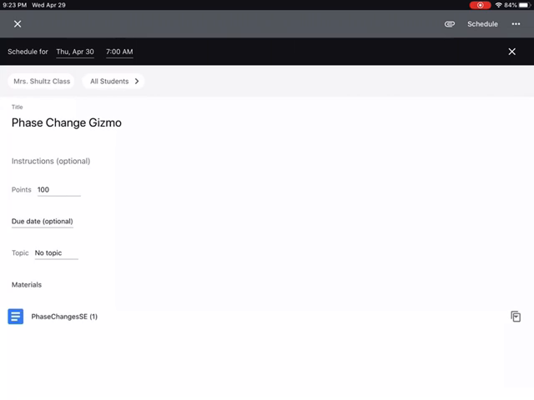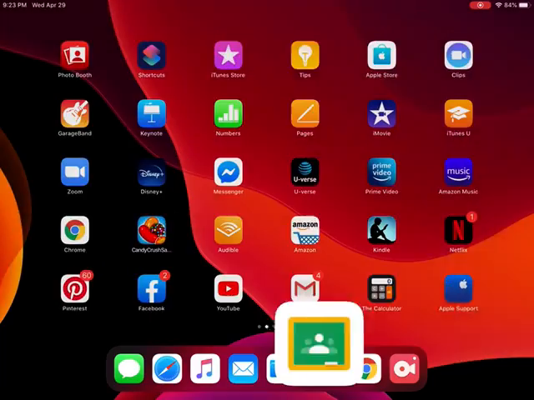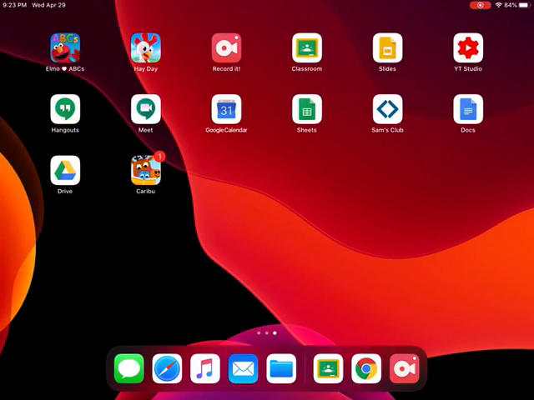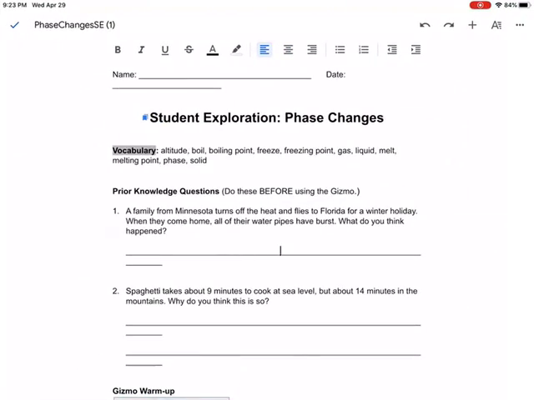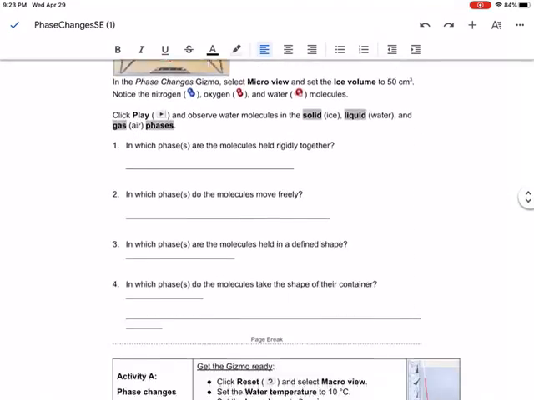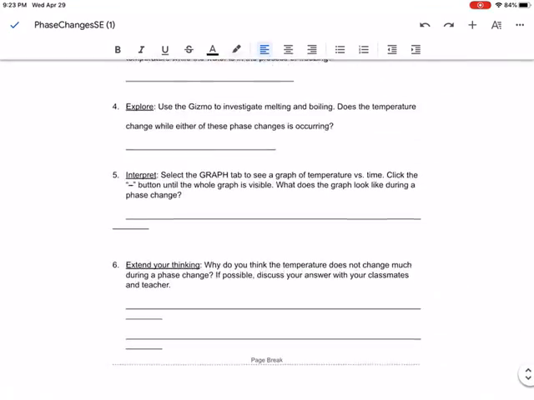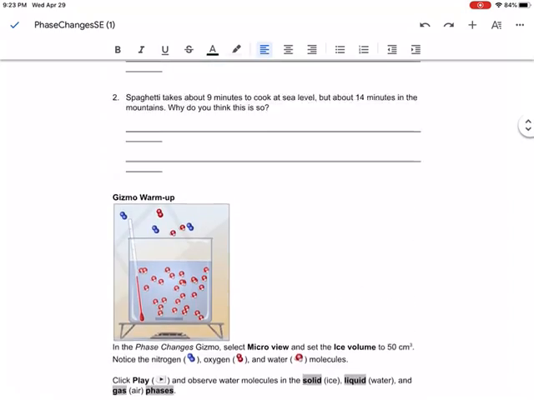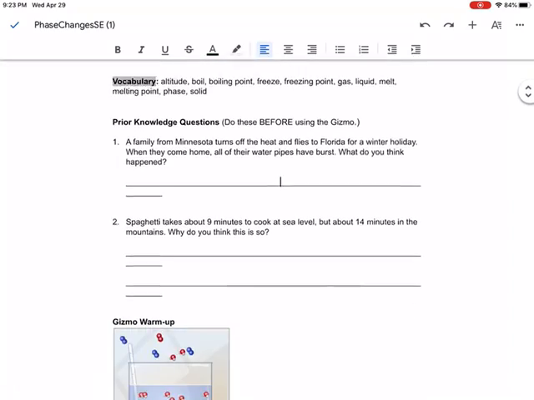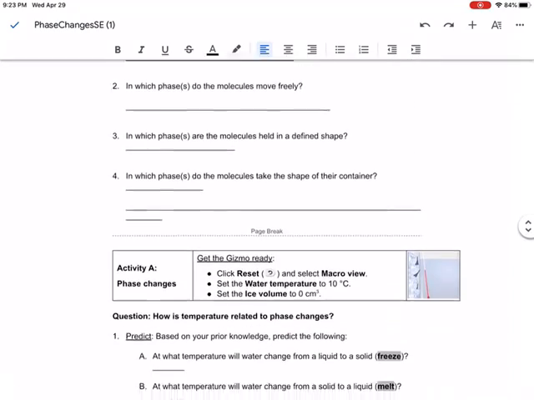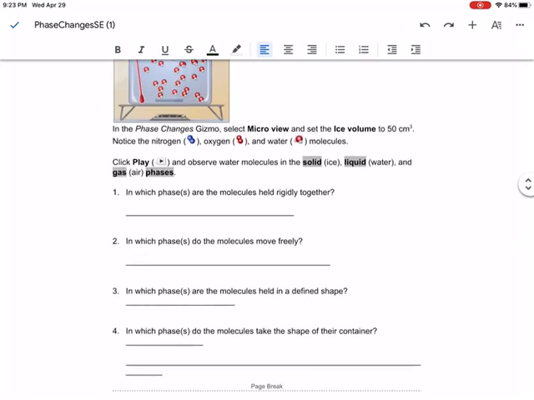So Phase Change is in your assignment. You're just going to open that. I'm just going to go in my Google Docs and open it. Google Docs, as we know, makes everything look kind of funky. You are just doing the warm-up in Activity A. I'm going to go through the prior knowledge questions in the warm-up with you, and I'm going to leave you to do Activity A by yourself.